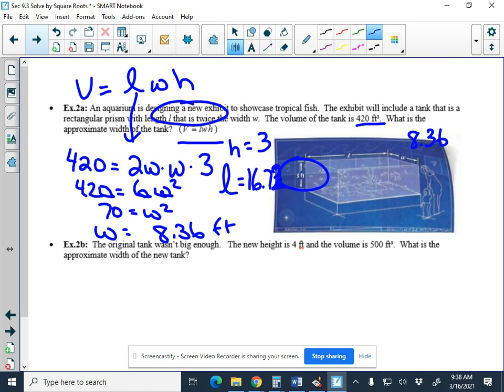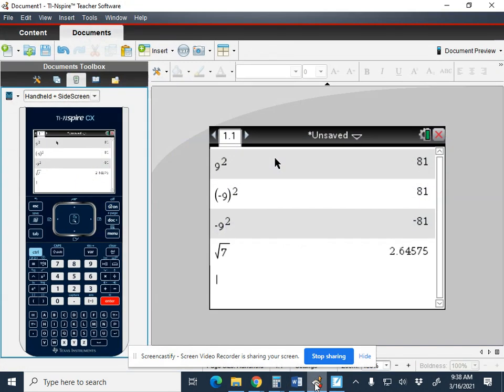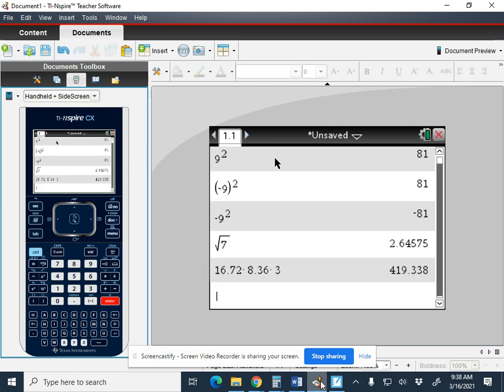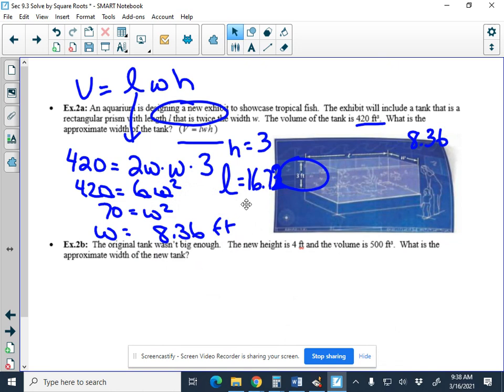Now, let's see if it all comes together. Now, realize when you round things off, it's not always perfect. But what's supposed to happen is if I take the length, which is, I forgot already, 16.72, times the width, 8.36, times the height of 3, it should equal about 420. Does it? And just because we rounded a little bit, but that's the idea. Now we have the length, the width, and the height.